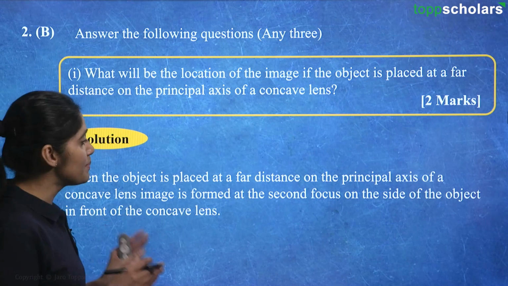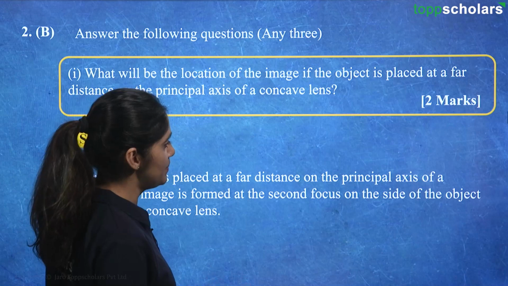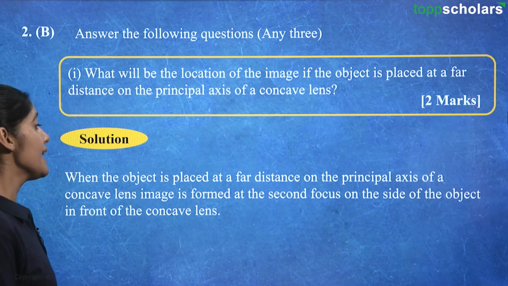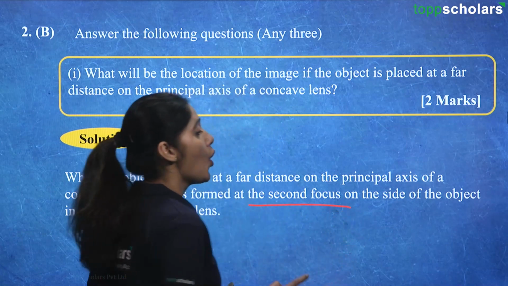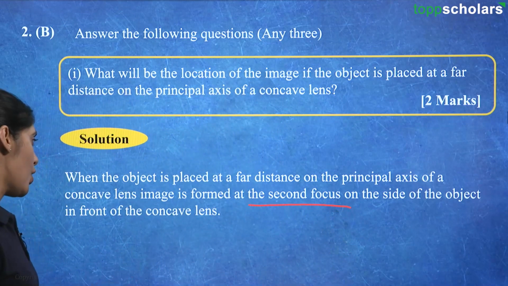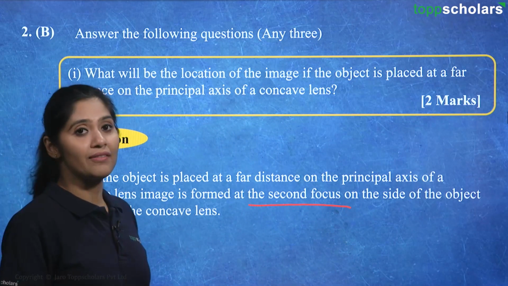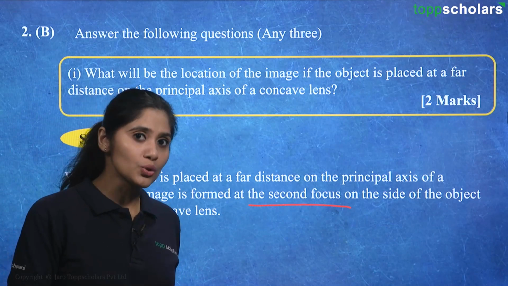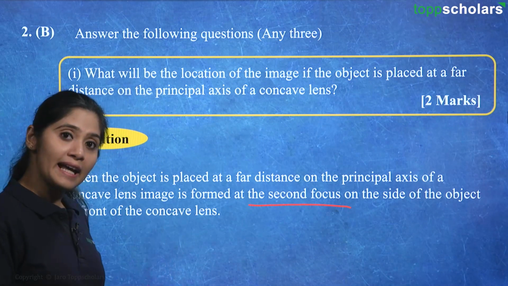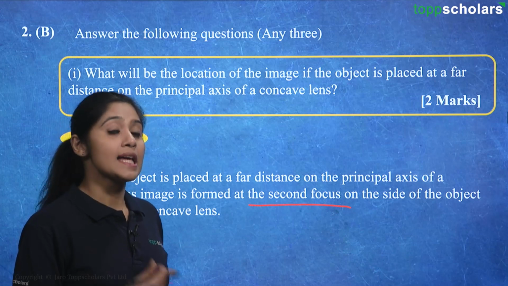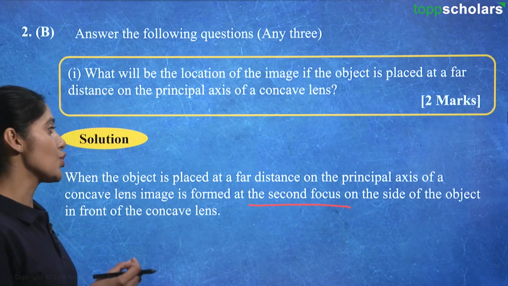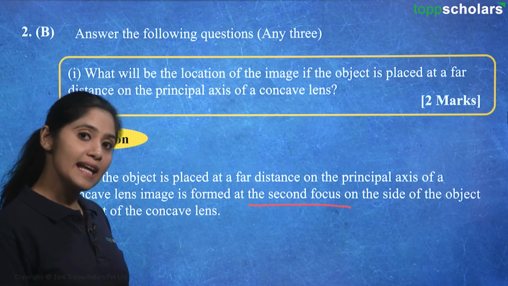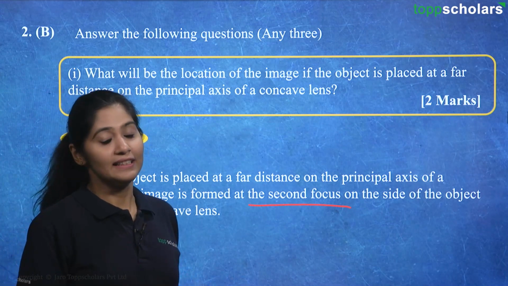When the object is placed at a far distance on the principal axis of a concave lens, the image is formed at the second focus on the side of the object, in front of the concave lens. You can also draw the ray diagram for this concave lens. Place the object at a far distance on the principal axis, and then you can verify the answer.